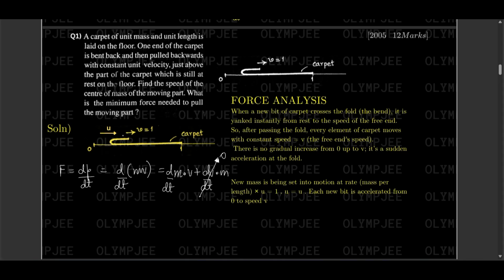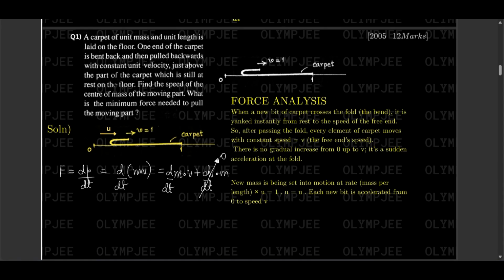The new part of rope that is coming due to this fold. So this fold is providing new mass into this moving part with velocity u, as we already saw that this has velocity u, and that new part has velocity v, right? That new part which is getting added into the moving part at a rate u has a velocity v. So dm by dt should be equal to u, and the velocity is v.